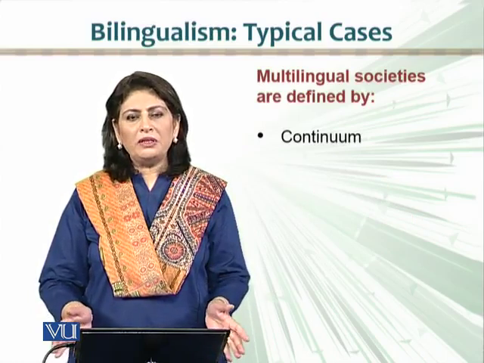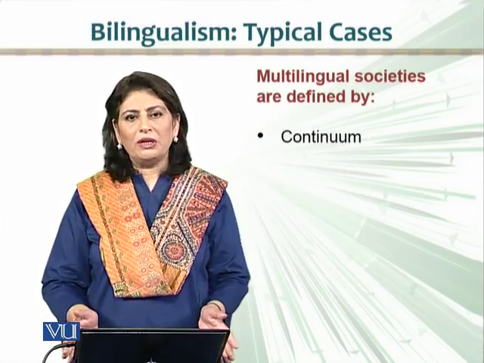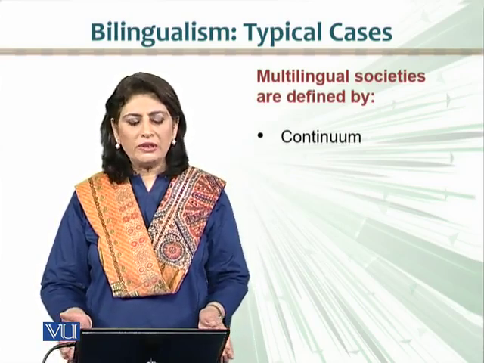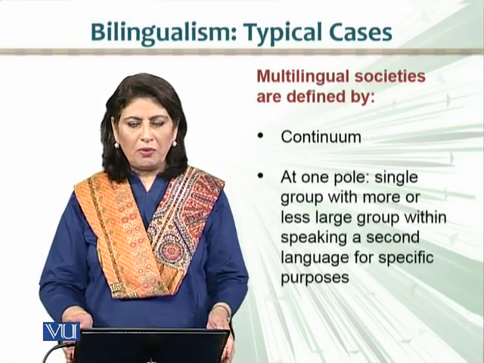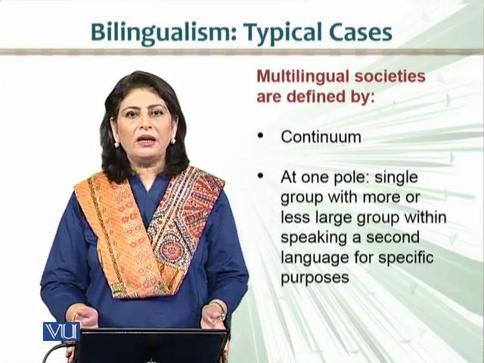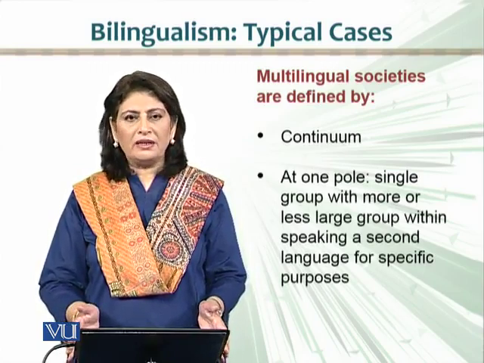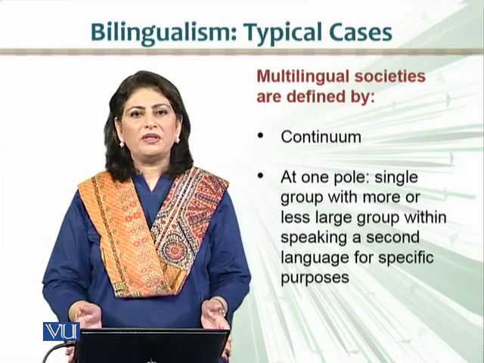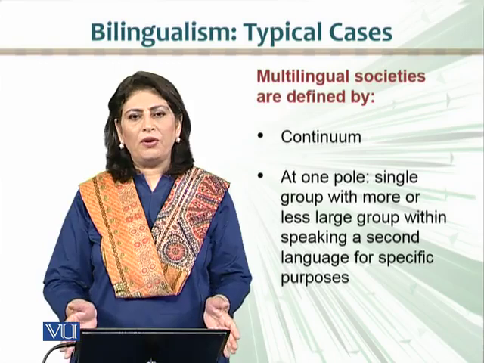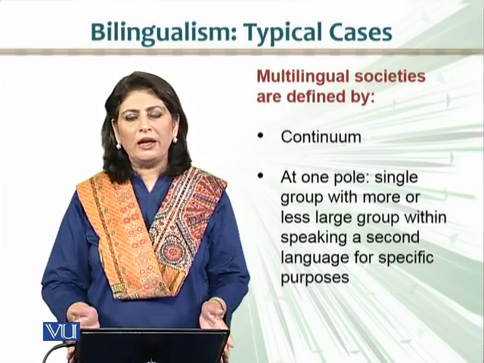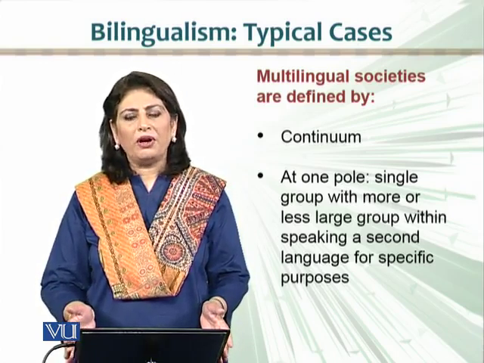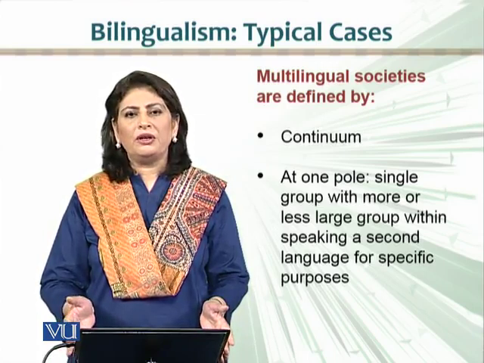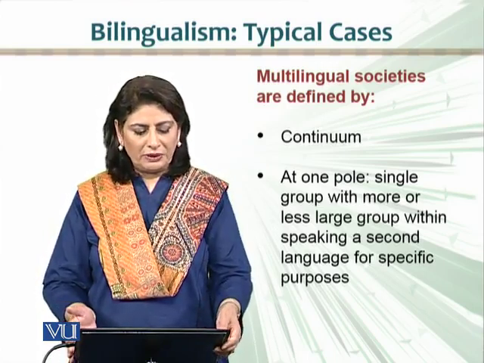So, it is best to conceptualize multilingualism in different societies across a continuum. So, that means there are two poles or two ends. At one end, you might have a single unilingual group with more or less large group within that group that knows or speaks a second language for specific purposes. So maybe the group speaks Urdu only and they learn English or French or German for specific purposes like education or for the working of the government.